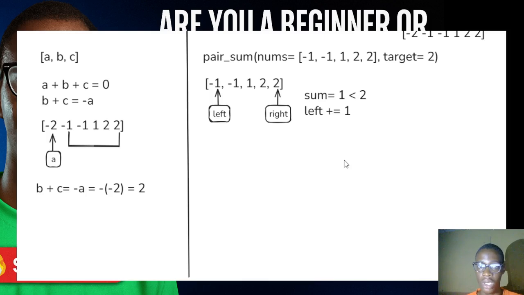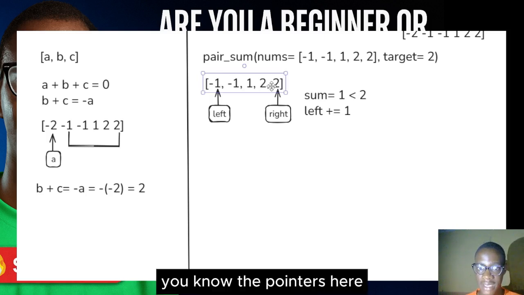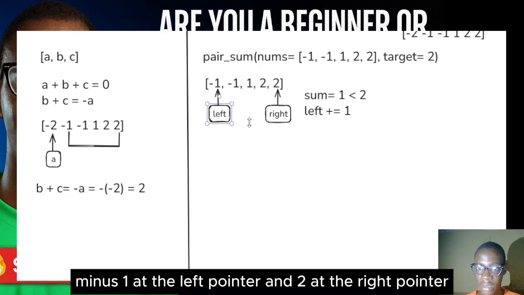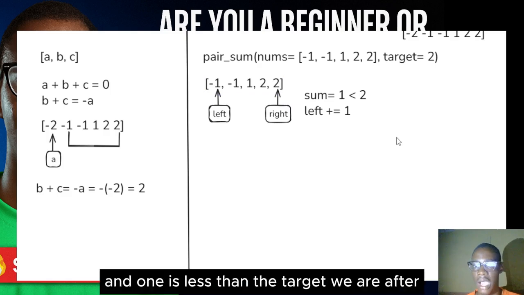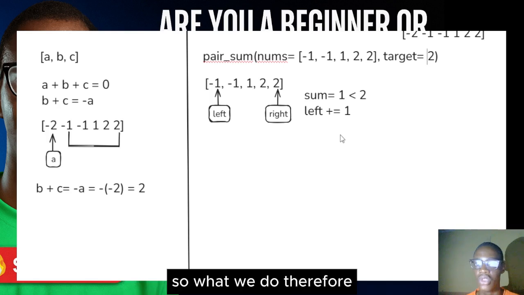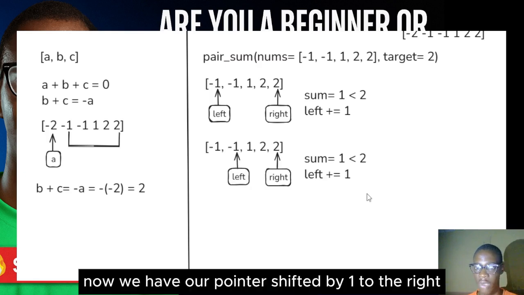So right now we have our pointers here, and our sum will be 1, since -1 plus 2 gives us 1. You know, the pointers here, -1 at the left pointer and 2 at the right pointer will sum to 1, and 1 is less than the target we are after. Don't forget the target we are after is 2. So what we do therefore is that we shift our left by 1 to the right.